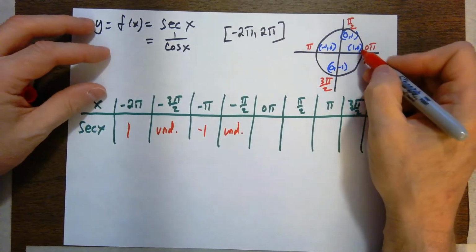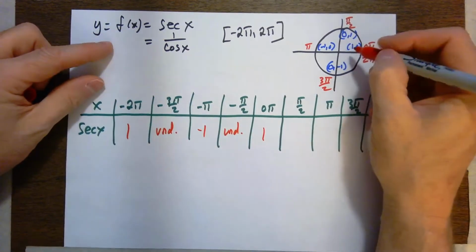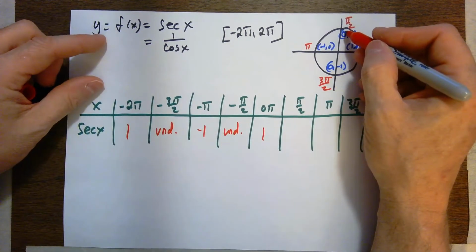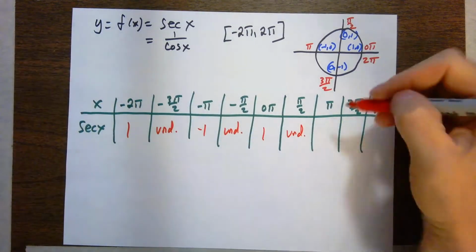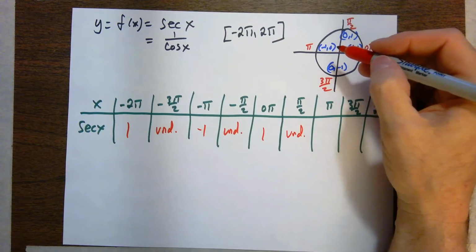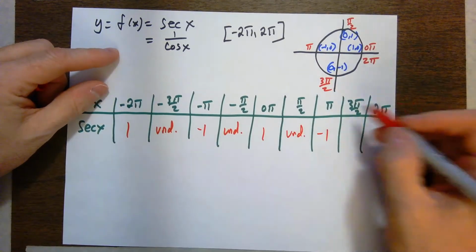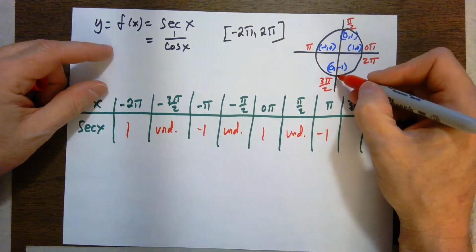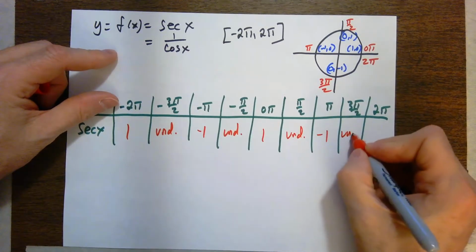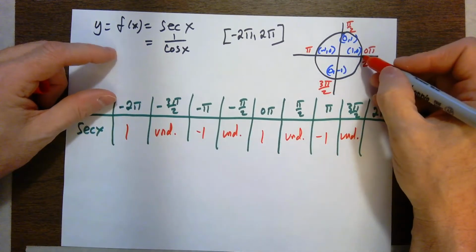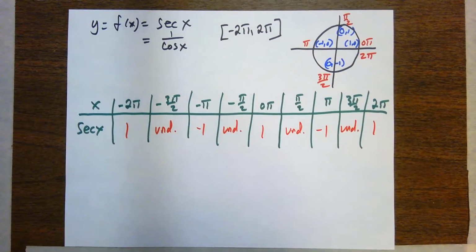At 0 pi, the cosine is 1, 1 over 1 is 1, secant, remember. At pi over 2, the cosine is 0, so the secant, 1 over 0, would be undefined. At pi, the cosine at pi is negative 1. 1 over negative 1 is negative 1. At 3 pi over 2, the cosine is 0. 1 over 0 is undefined. And then at 2 pi, the cosine is 1. 1 over 1 would be 1.